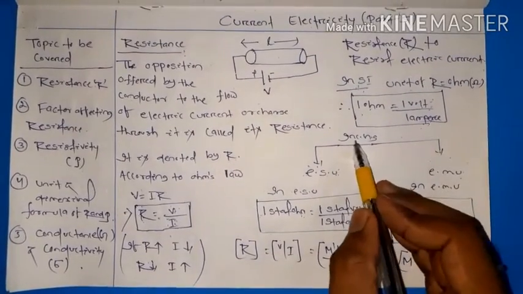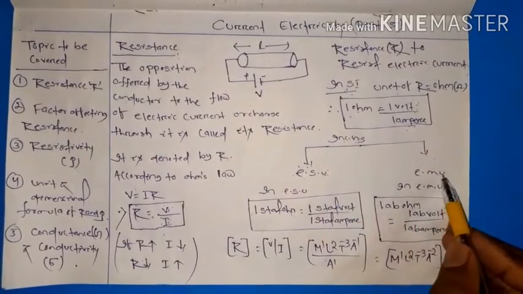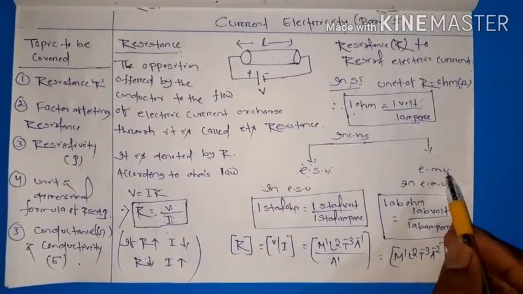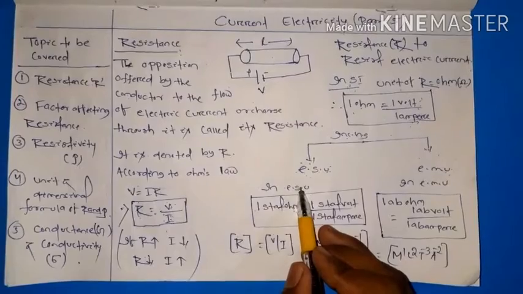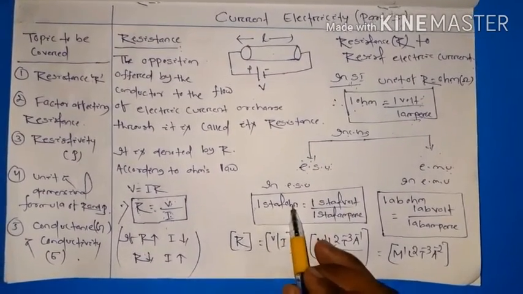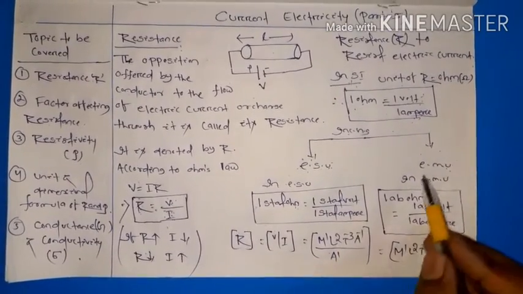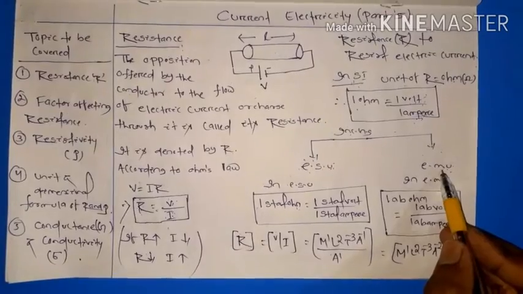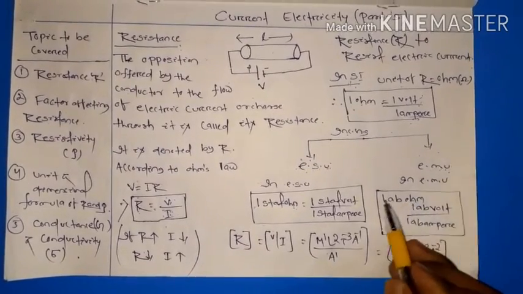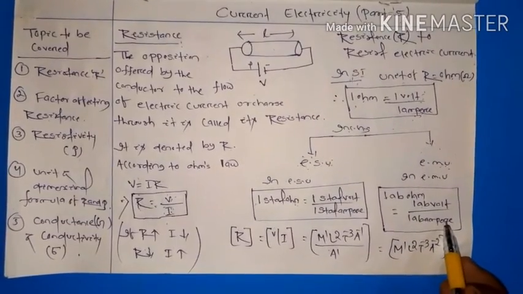But in the CGS system, it has two units, electrostatic unit and electromagnetic unit. In the electrostatic unit, it is stat ohm. So 1 stat ohm is equal to 1 stat volt divided by 1 stat ampere. In the electromagnetic unit, it is ab ohm. So 1 ab ohm is equal to 1 ab volt divided by 1 ab ampere.